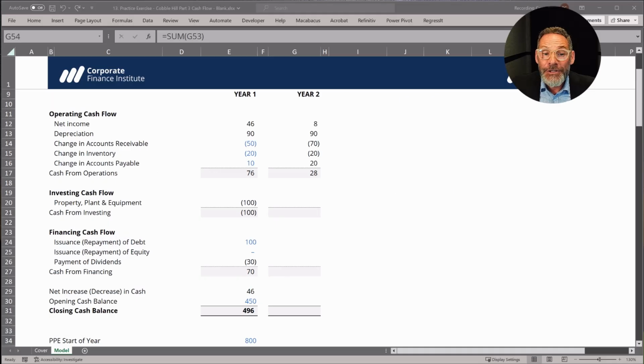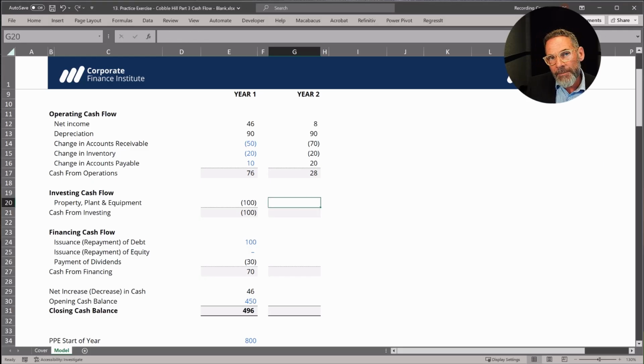Now let's focus on the investing cash flow activities. Typically, the primary cash flow activity here is buying property, plant, and equipment. So now let's work through it. What we have is just that one line item, but we often need to try to back out what the capital expenditure actually was. And I can show you how to do that.